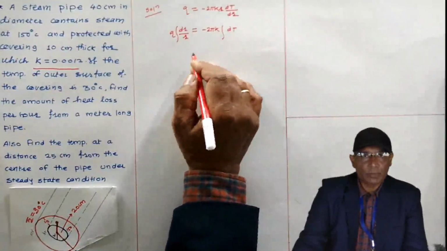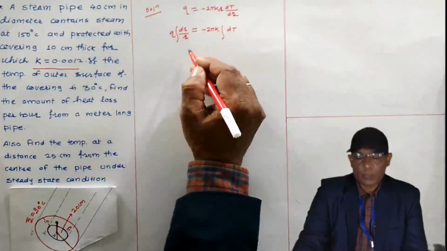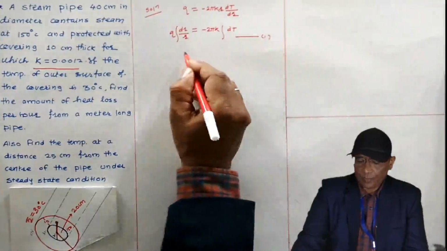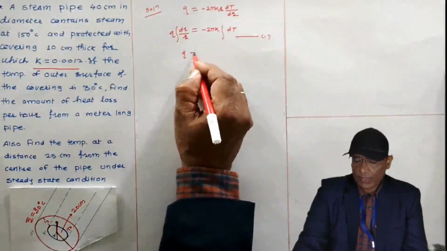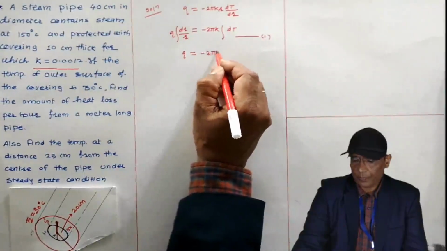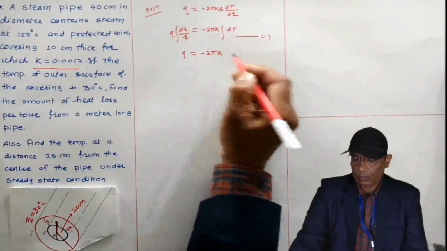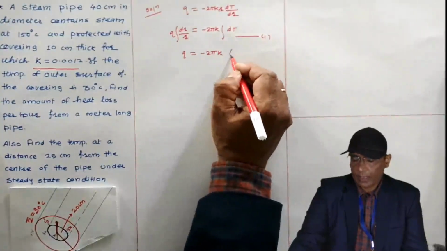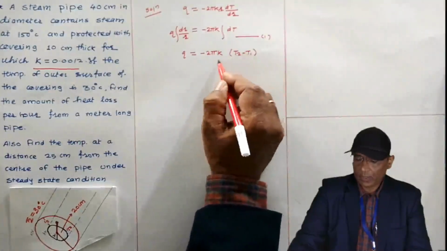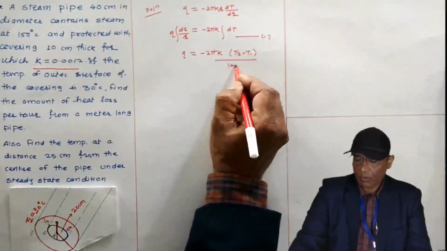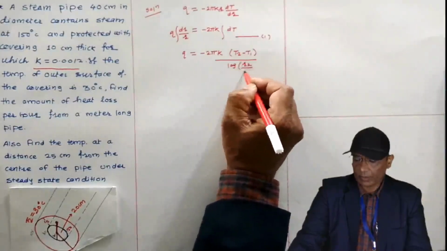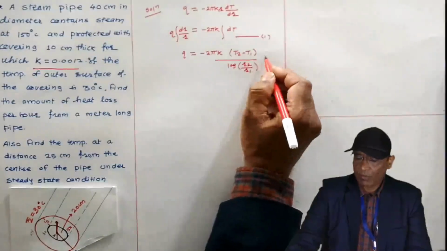So this part we have done previously. In the previous sheet, this part I have explained. So I am giving this as equation 1. And what was Q there? Q was minus of 2 pi K, T2 minus T1, divided by log of R2 by R1. This we have already proved.